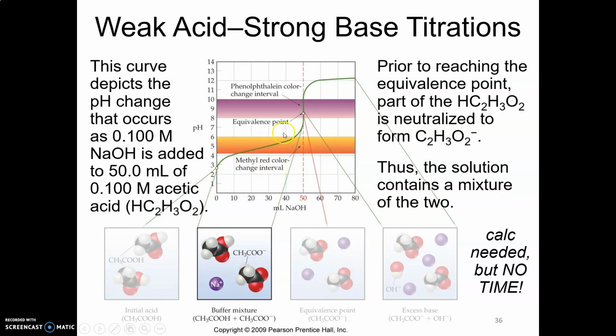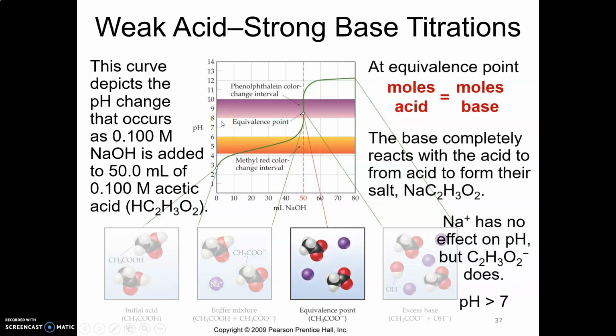You also notice that while methyl red worked for our strong acid, strong base, it would not work here, right? Because the equivalence point is way up here between 8 and 9, okay? So because it's between 8 and 9, the only indicator that would work of the two is the phenolphthalein indicator, okay? And you notice that the jump is a lot shorter here as well. Instead of jumping like 7 pH units, now we're only jumping 3, okay, when we get close to the equivalence point.